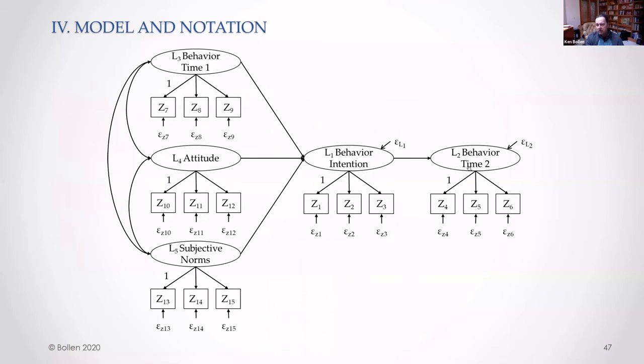Notice the diagram is showing this. The diagram shows that behavior at time 2 is measured by these three indicators, and L2 influences these three. Other than the error terms, there's no other influences on them. So behavior intention has no influence on Z4, 5, and 6. And behavior at time 2 has no impact on Z1, 2, and 3.